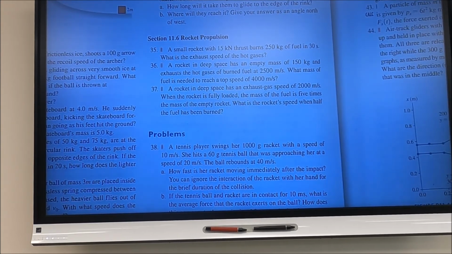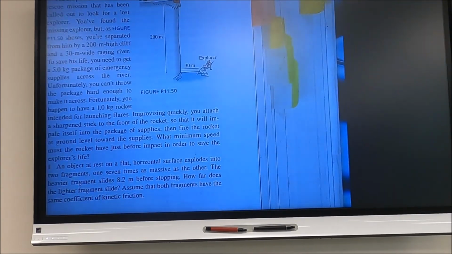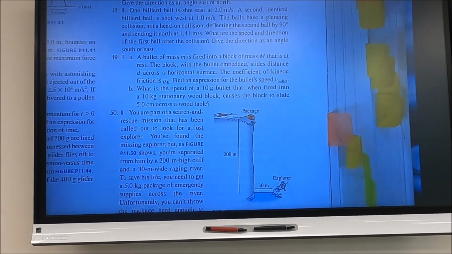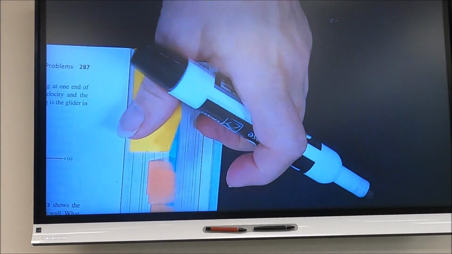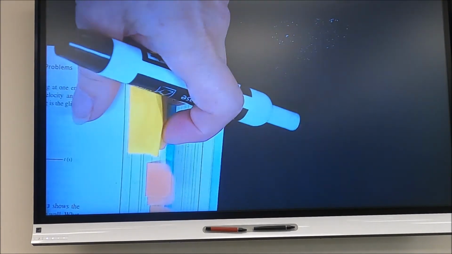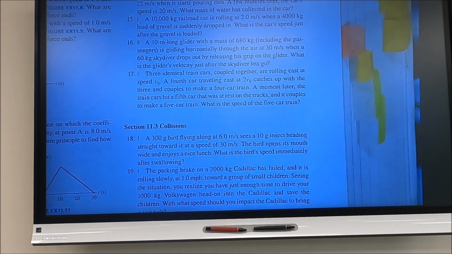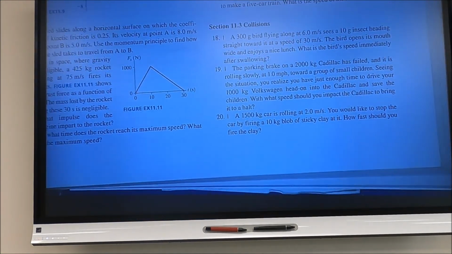Okay, in problem 41, if I look at it here, it's not quite the problem I want either. So let me see if I've got one more. Nice collision problem. Okay, let's look at problem 19. And then we'll move on.